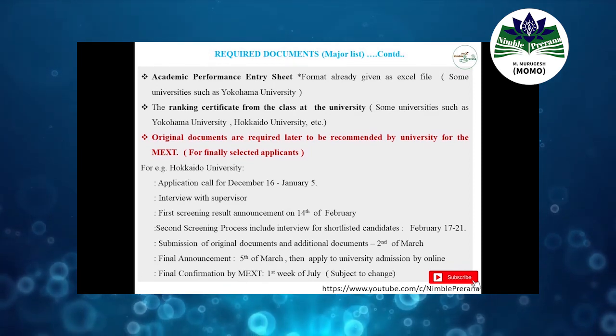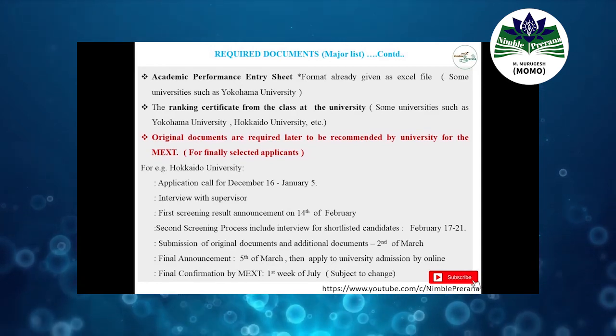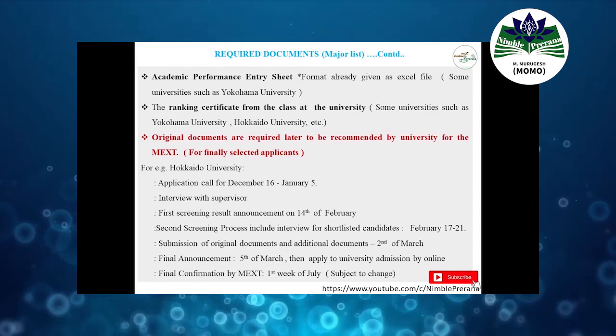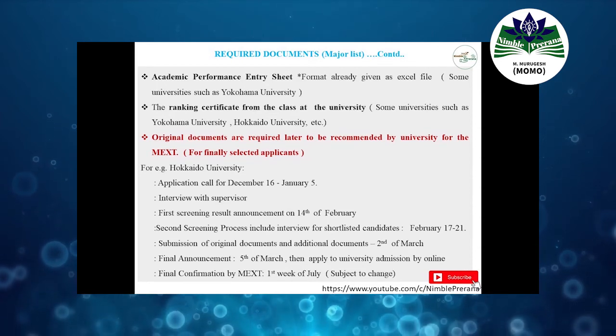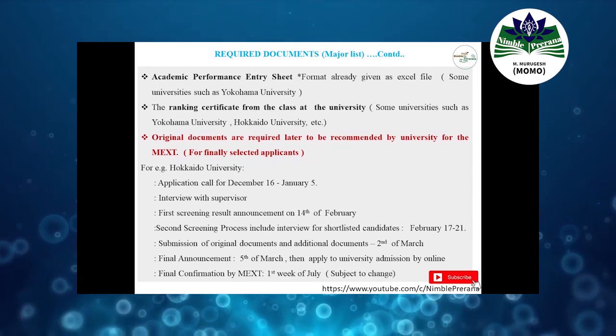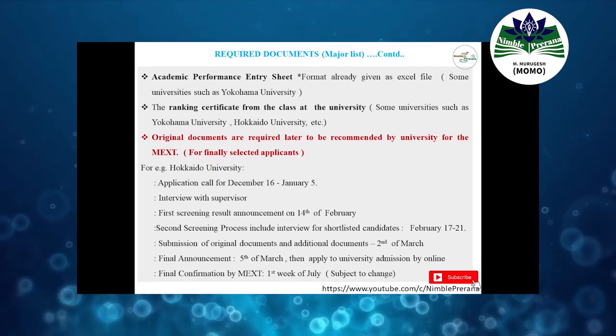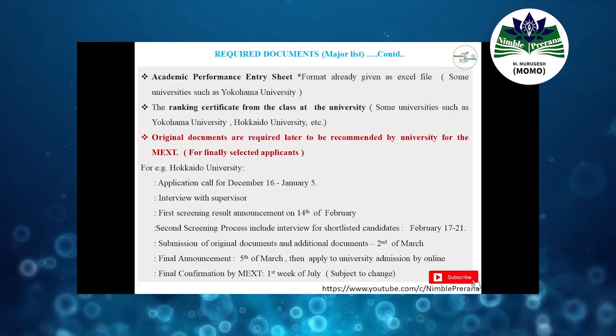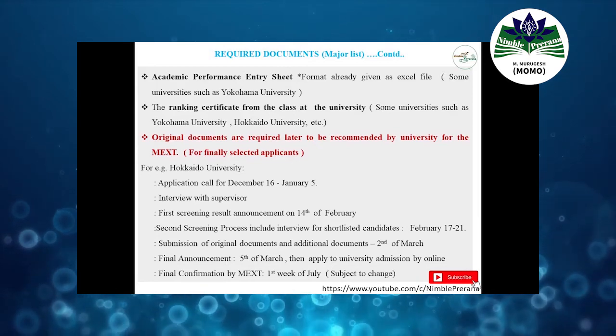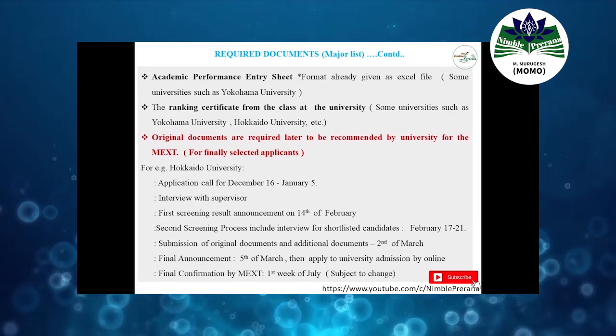For example, if we pass the first screening result, we go on to another step. So the original documents are also required to be submitted for the finally selected students. Meanwhile, for the successful applicants, the university will recommend them to MEXT.